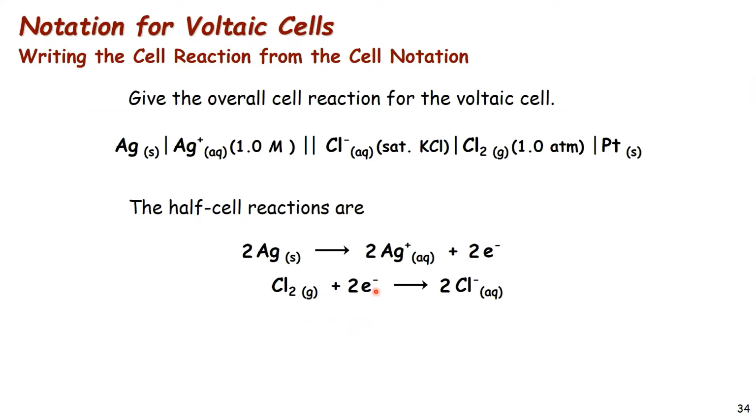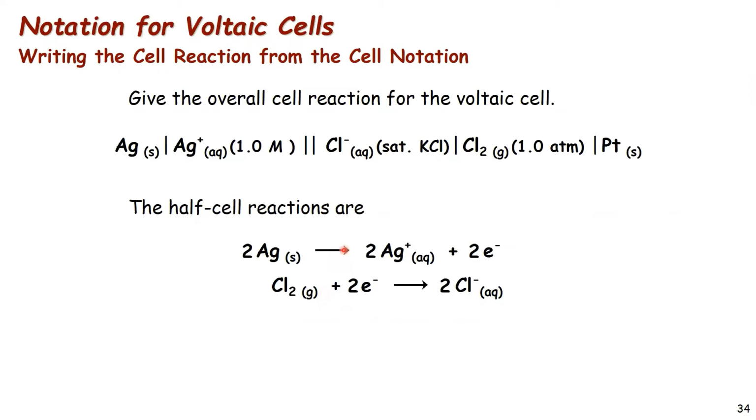Later on, we're going to start introducing equations that involve these electrochemical cells. And we're going to talk about n, the number of moles of electrons that are being transferred from one half reaction to another. This is going to be the value of n.